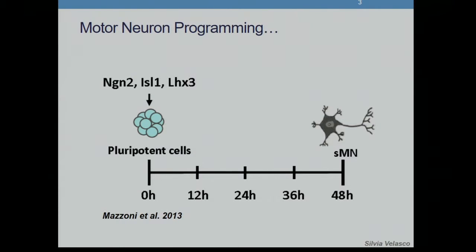So the system we're using is direct programming. We have pluripotent cells that we start with, and it's an inducible cell line, so we add doxycycline, and we induce the expression of these 3 transcription factors. And after 48 hours, we get a homogeneous population of motor neurons, of spinal motor neurons that are actually functional and homogeneous.